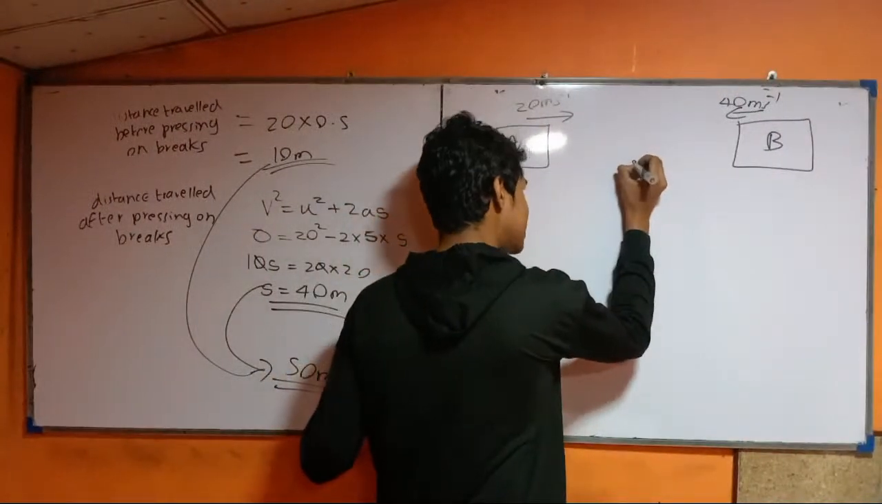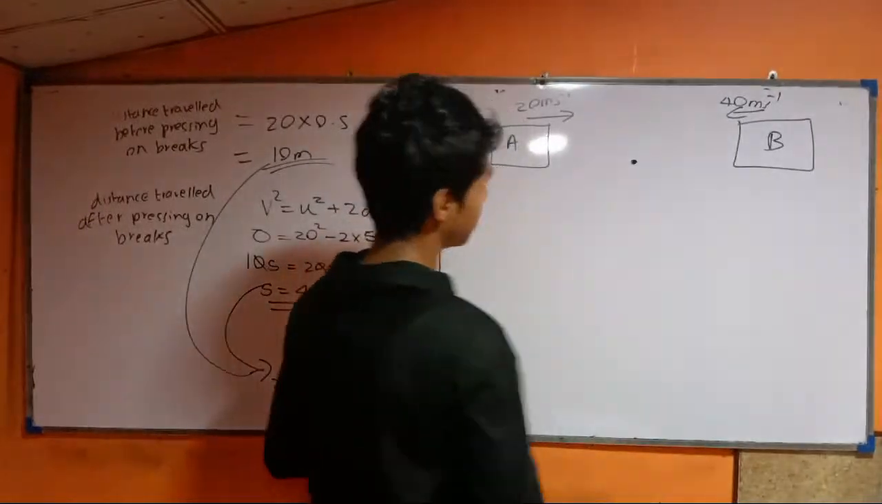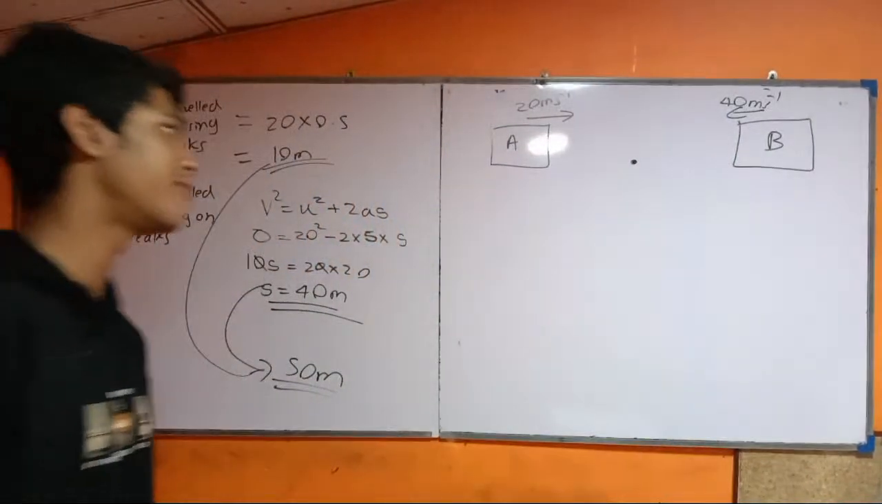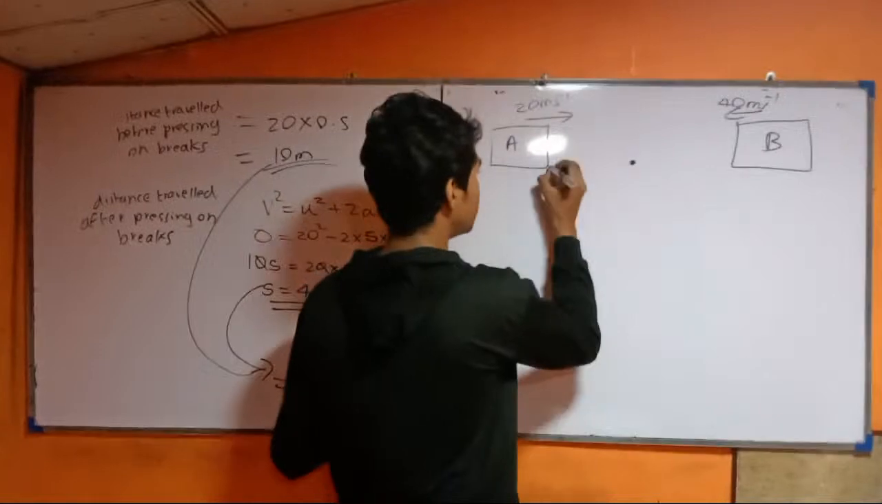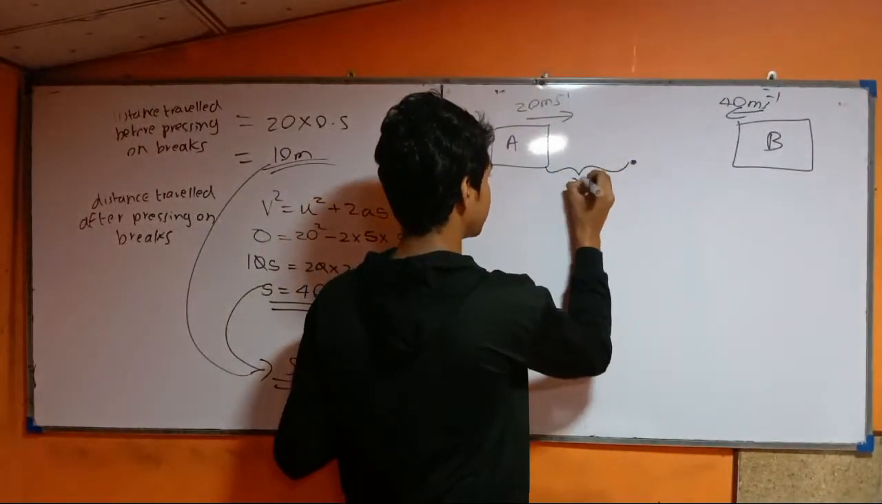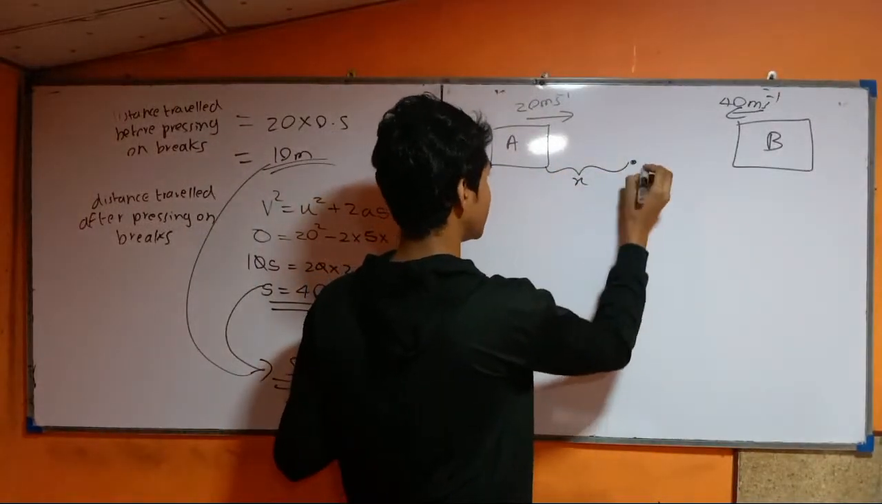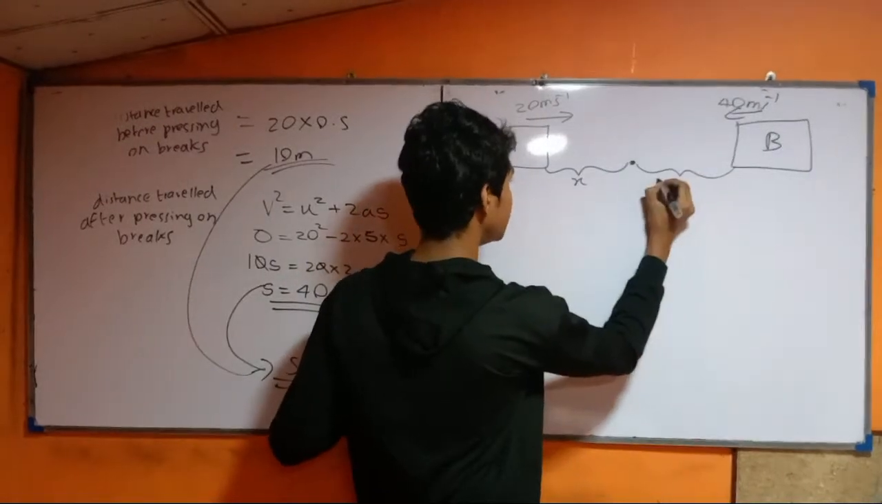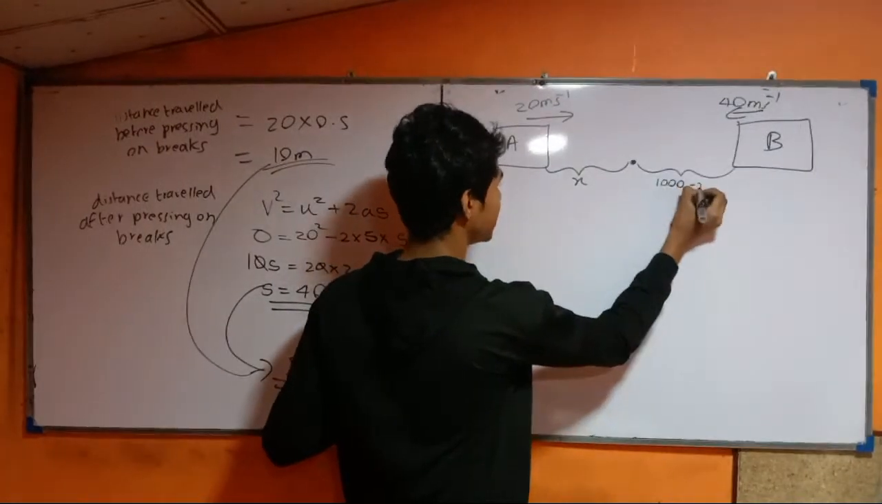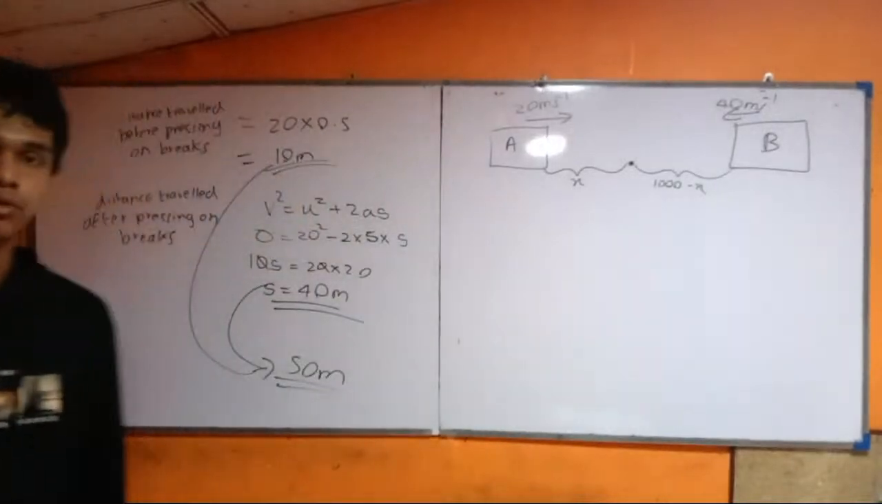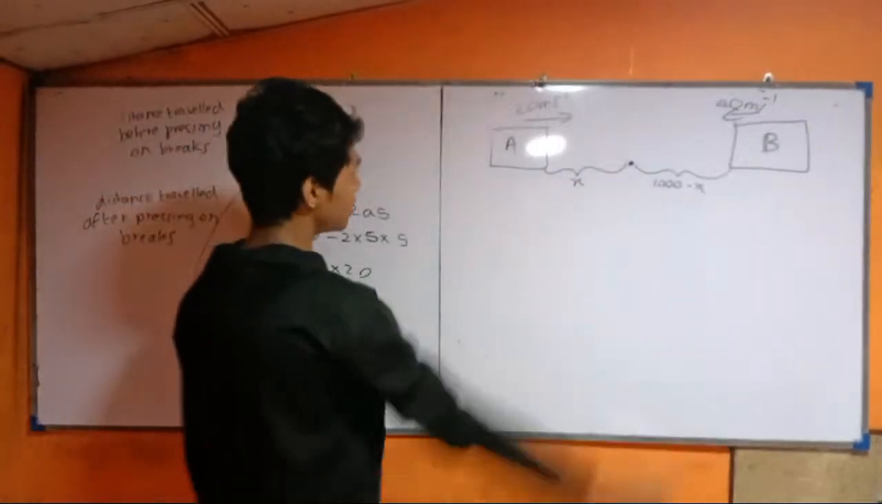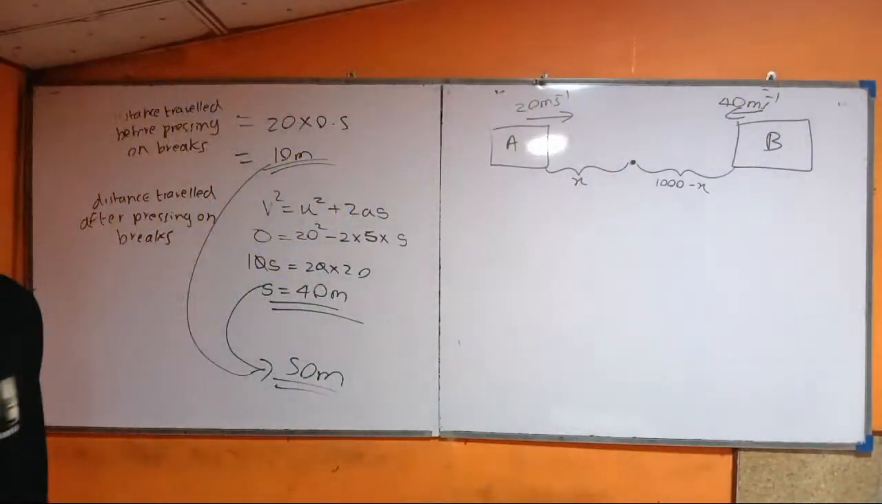Okay, now I'll take the crashing point as this one. I took a crashing point somewhere in the middle. So I'll say this one is going to be x. Displacement from here to here is going to be x, and the distance from here to here is going to be 1000 minus x. Why 1000? 1 kilometer is equal to 1000 meters. So 1000 minus x.